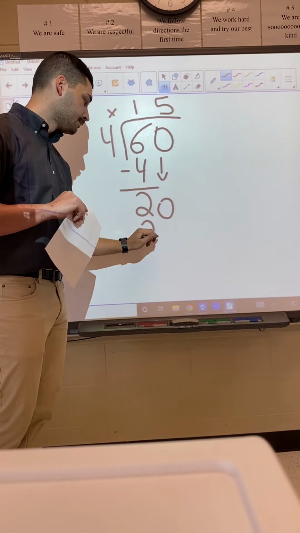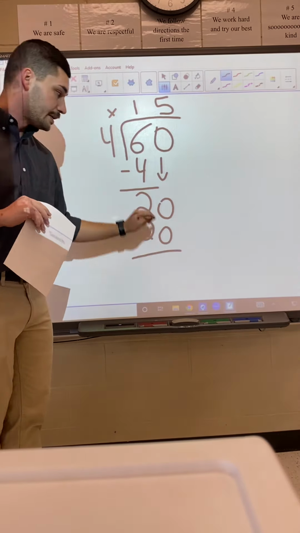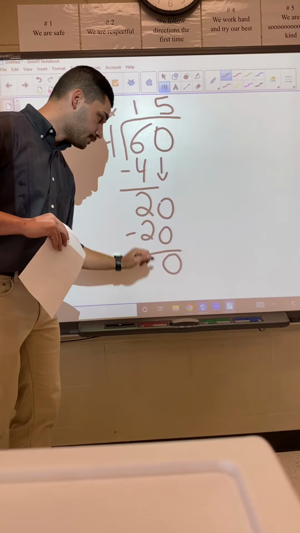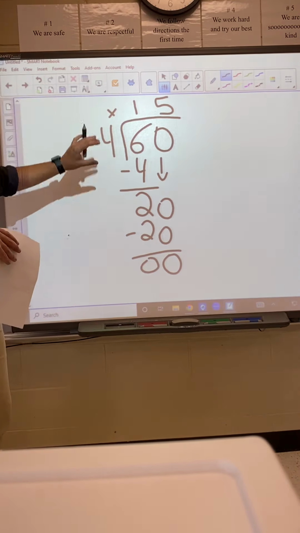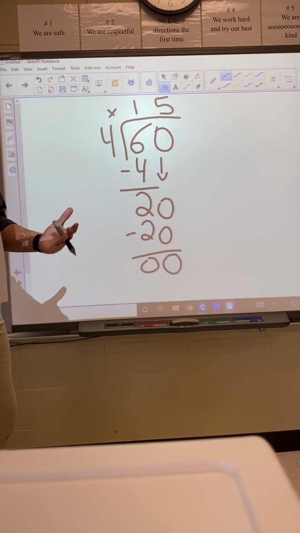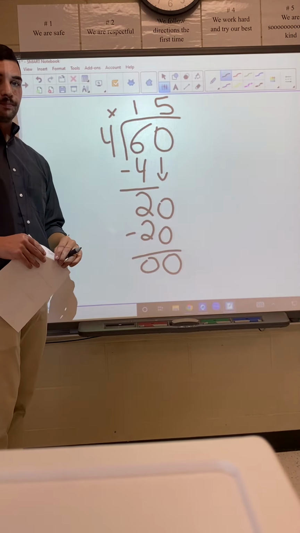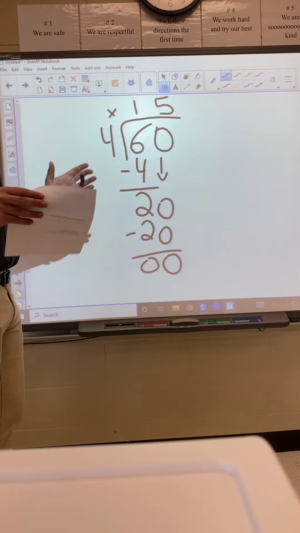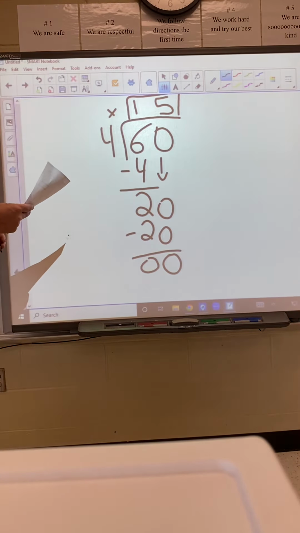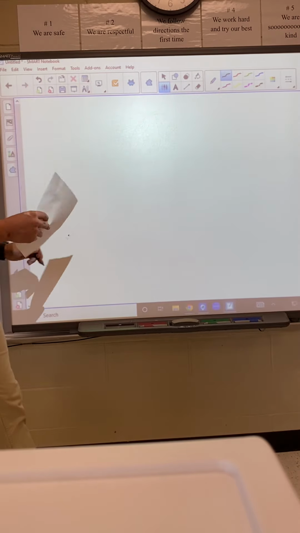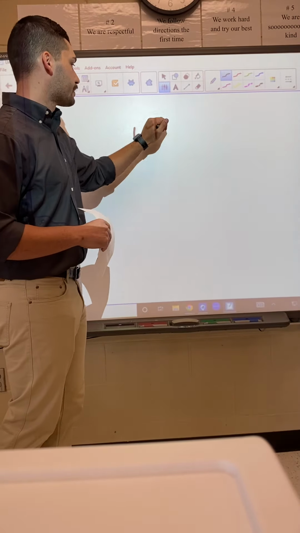I agree. And now we do our subtraction. 0 minus 0, that would get us 0. 2 minus 2, that would also get us 0. So now we're thinking, can 4 fit inside of 0? And we know it can't. Is there anything else that I can bring down? I agree, there's not. So we're done at 15. That is our answer. All right, let's go ahead and take a look at number 6. 144 divided by 6.